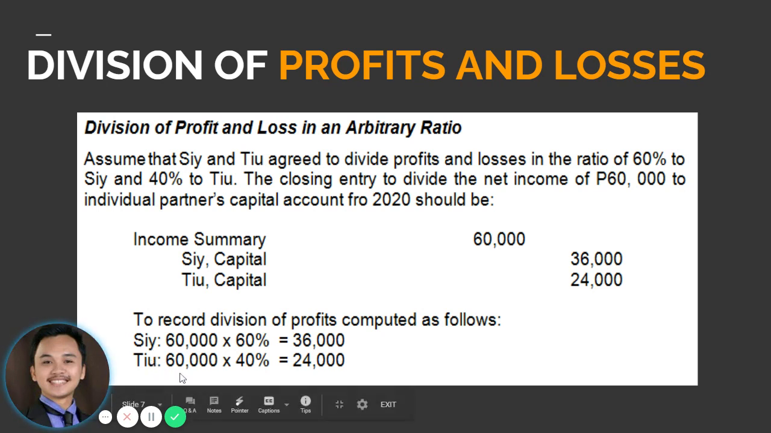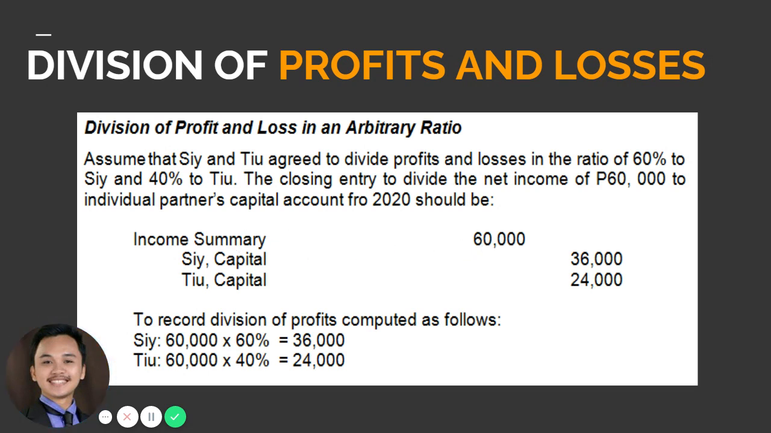So since the partnership income is 60,000 and the share of C is 60 and for Chu is 40, you just simply multiply their ratio towards the net income of the partnership. So therefore, C will be receiving 36,000 in the partnership income and Chu will be receiving 40% from the partnership income, making 36,000 and 24,000 to be credited on their respective capital account. And obviously, the debit will be income summary to close this income summary account in the books of the partnership.